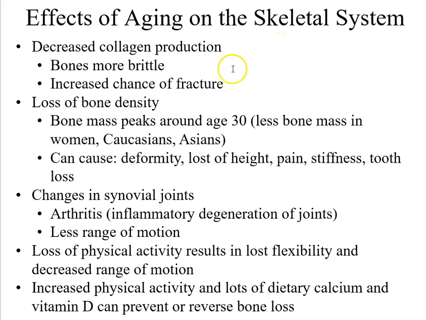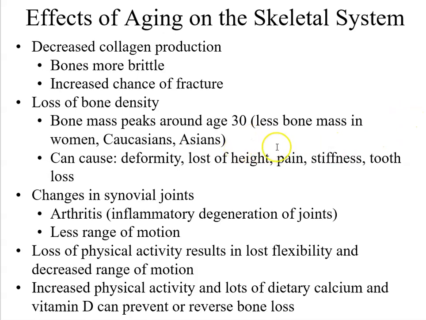Remember, this is the chief organic component of bone tissue. This will cause bones to become more brittle and less flexible, increasing the chance of fracture. Mineralization also decreases, resulting in a loss of bone density. Our bone mass peaks at around age 30, and then from there on out, it decreases slowly.